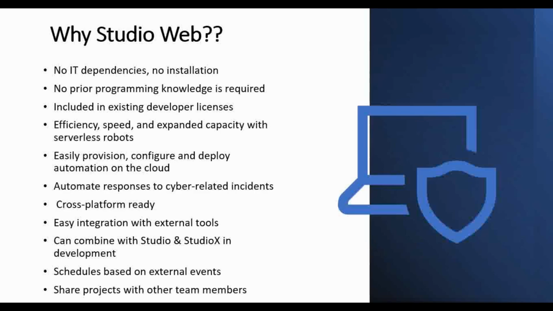You can easily provision, configure, and deploy automation on the cloud. Everything is totally based on the cloud, so we don't need to separately develop anything on our desktop. We can directly provision, configure, and deploy to the cloud. Automation also responds to cyber-related incidents, so it is more secure. We are not keeping any data within our environment, and everything is in a secure cloud environment.